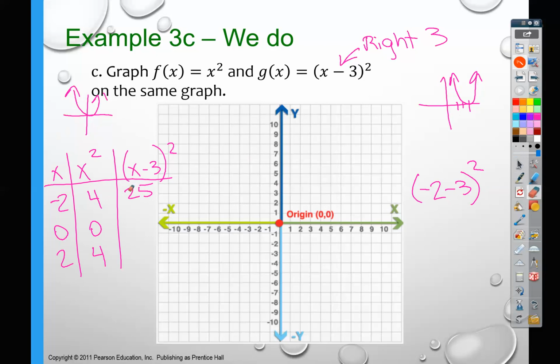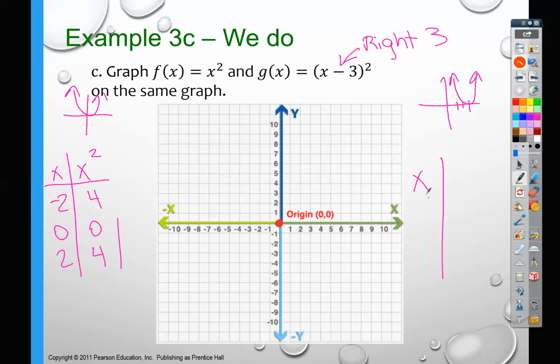So I'm going to back this up for a second. I know that it's going to the right 3, so instead of using the same numbers for x, I'm going to use some different numbers. I know the first one centers at 0, right? Because that is the parent graph, the original graph. So if I know this is scooting over 3 to the right, I'm going to make 3 my middle number, and I'm going to do 1 and 5 on either side. So 1 minus 3 is -2, squared is 4. 3 minus 3 is 0, squared is 0. 5 minus 3 is 2, squared is 4.